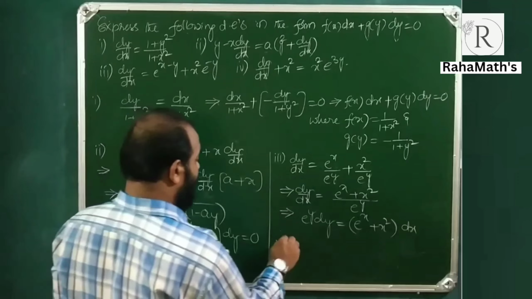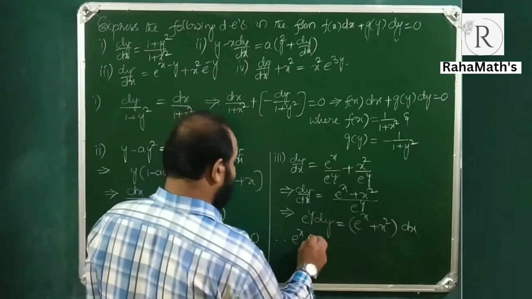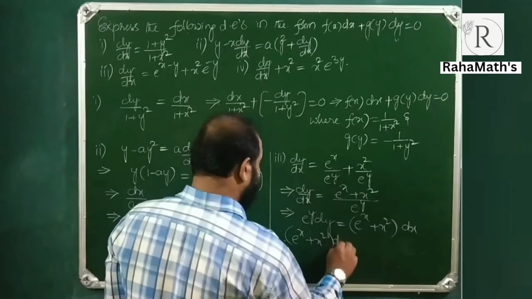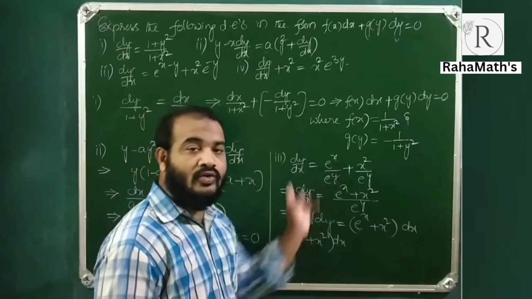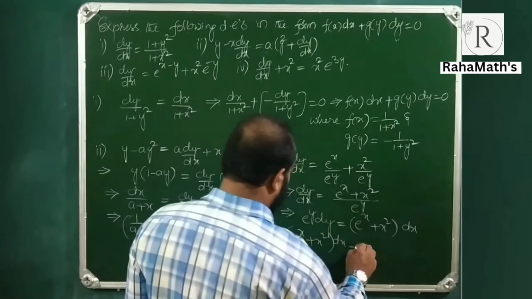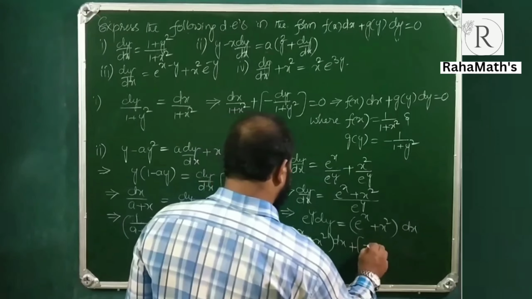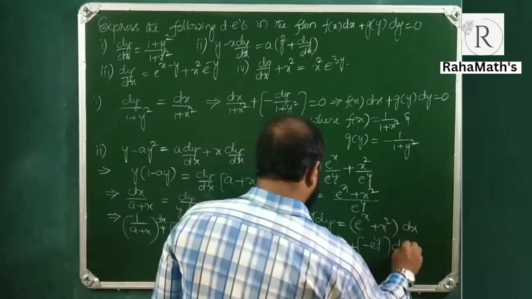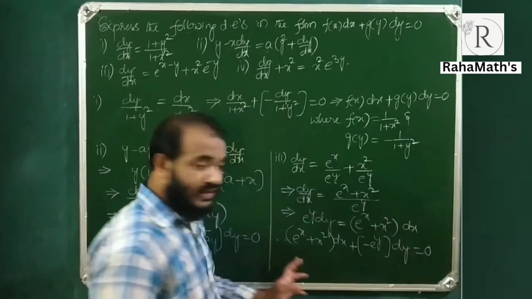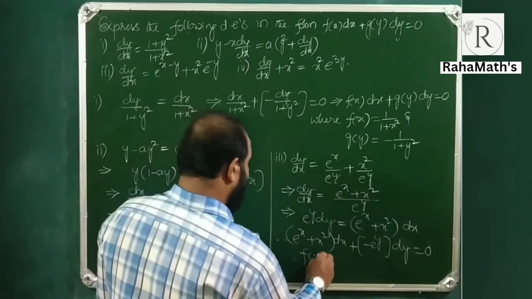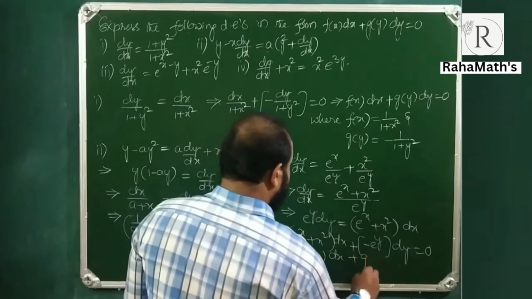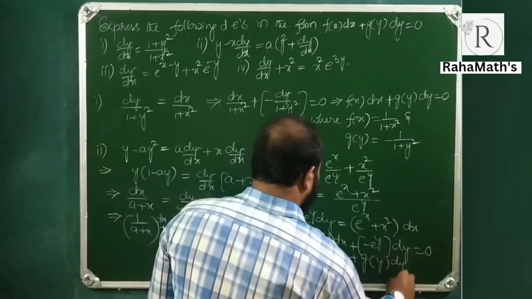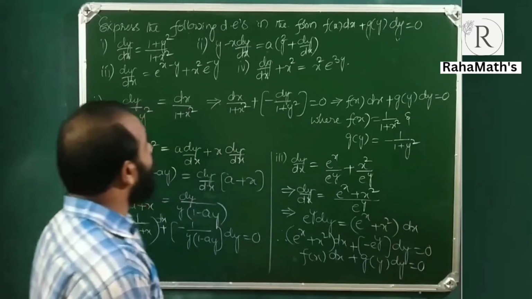Therefore, (e power x plus x square) dx, if you transpose this onto the other side, minus e power y dy equals 0. Therefore, this is clearly of the form f of x dx plus g of y dy equals 0.